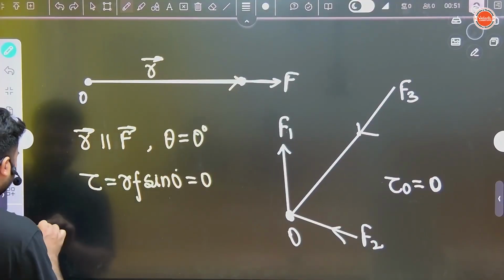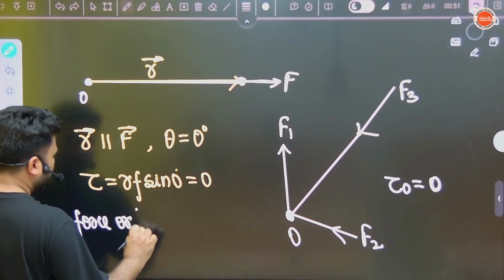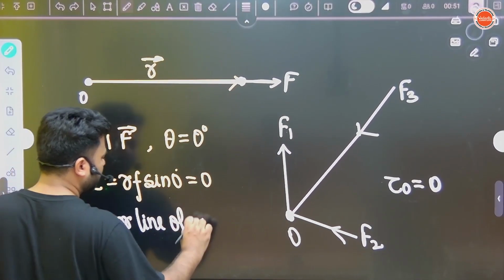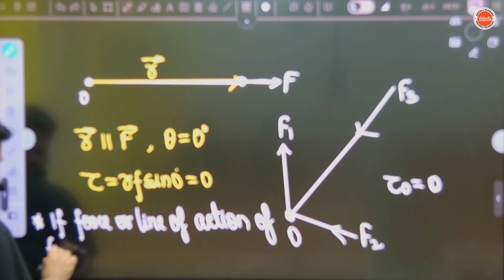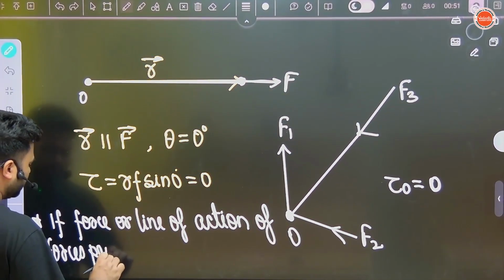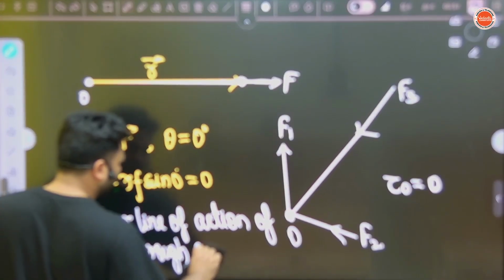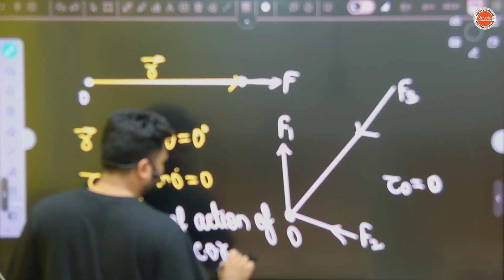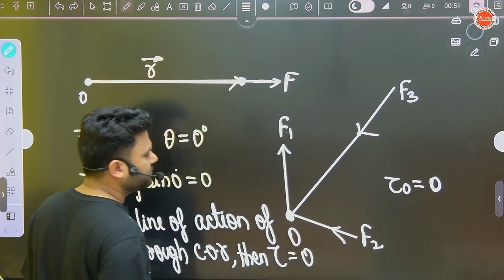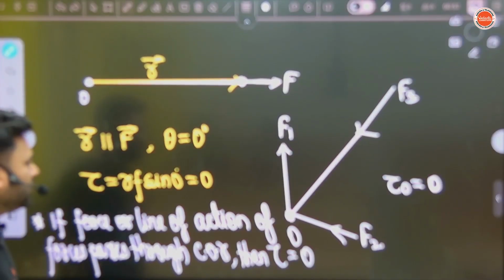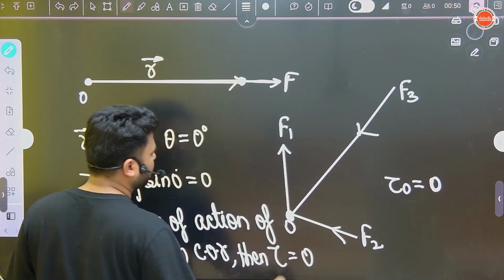Correct? Means if force or line of action of force passes through center of rotation, then torque due to those forces will be 0. Correct? Then torque due to those forces will be 0. So always remember.